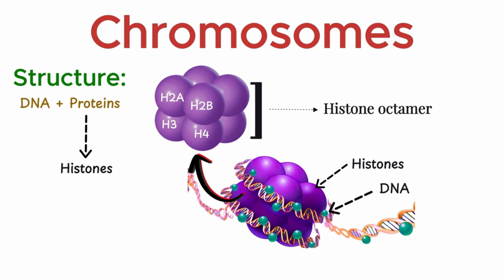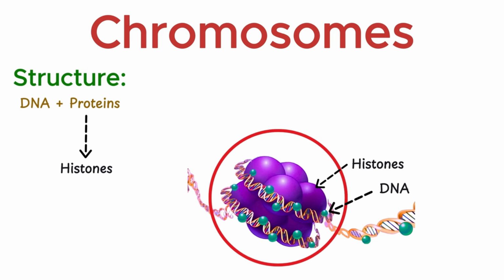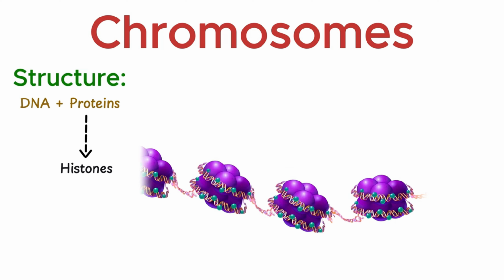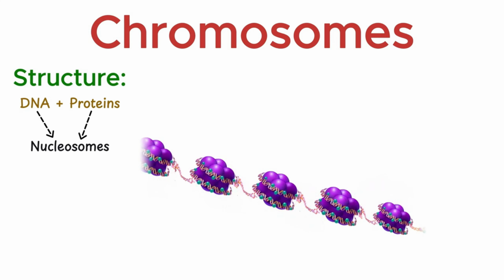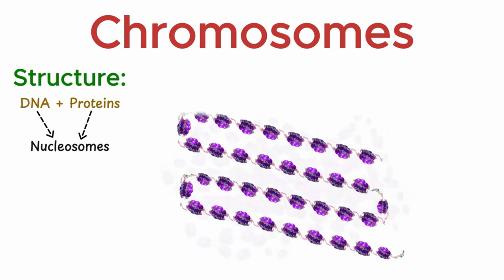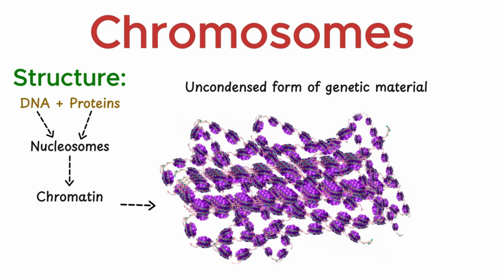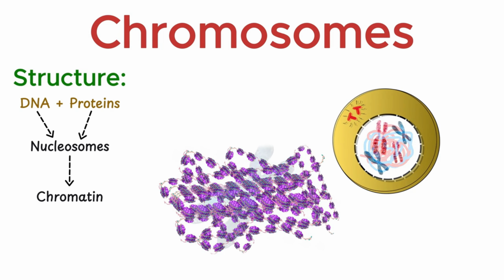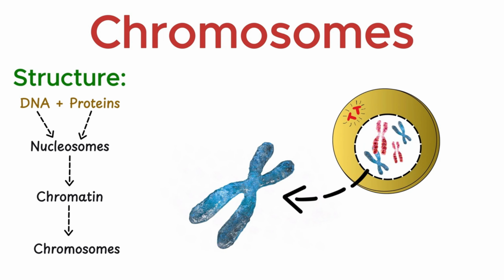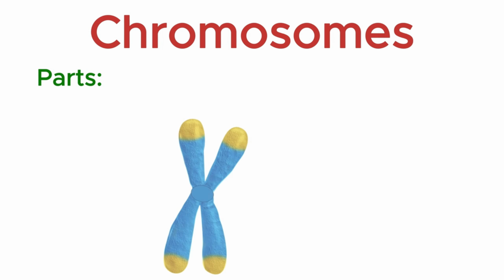This wrapping helps fold and organize the DNA so it doesn't get tangled. This group of histones and the wrapped DNA forms repeating units, and these units are called nucleosomes. These nucleosomes pack tightly together to form chromatin. Chromatin is the uncondensed form of genetic material, but when the cell gets ready to divide, chromatin coils and condenses further into visible chromosomes. A chromosome has several key parts.